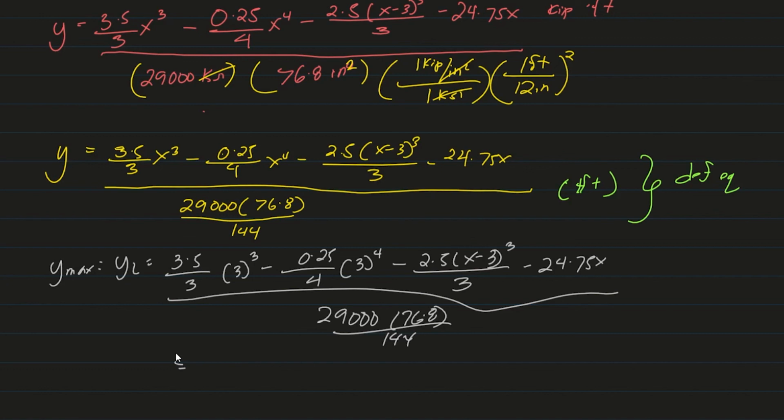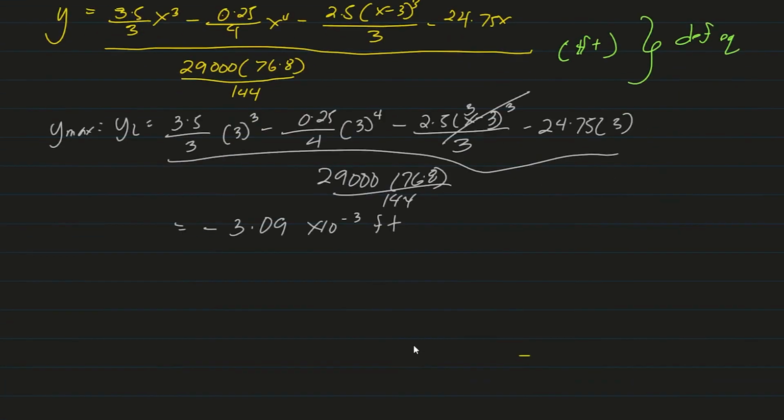3.5 over 3 times 3 cube. Tapos, minus 0.25 times 3 to the 4th power divided by 4 minus 2.5 times x. Oh, wait, di ko to pinalitan. Ang x natin dito is 3, di ba? So, 3 minus 3 is 0. So, cancel that out. Okay, itong x na to, this is 3. Ay, bakit hindi ko to sinulat? 0.75 times 3. So, negative 3.09 times 10 raised to negative 3 feet.